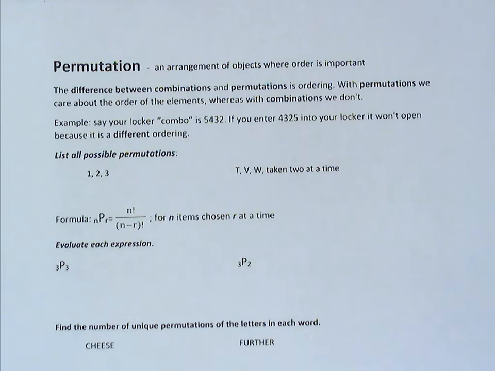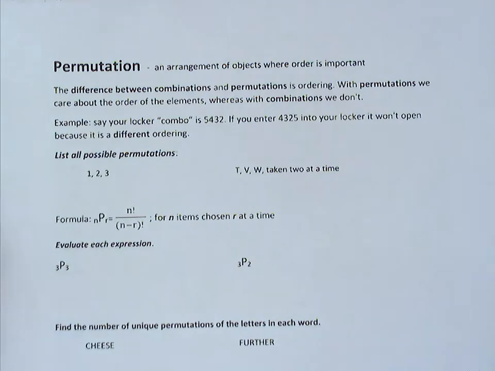Previously we talked about combinations, and the difference between a combination and a permutation is that order matters for the permutation. With permutations, we care about the order of the elements, whereas with combinations we don't. An example is your locker combination. Your locker combination might be 5, 4, 3, 2. If you enter 4, 3, 2, 5, your lock won't open, because it's a different ordering. So technically it's really a locker permutation, not a combination, if you were referring to it in mathematical terms.